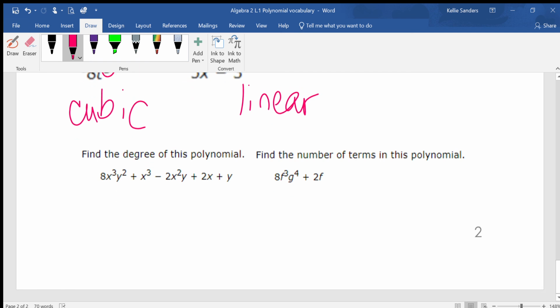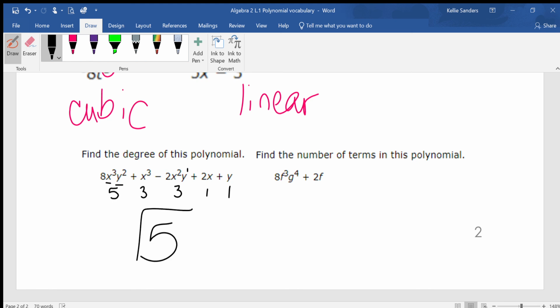Find the degree of this polynomial. So this x has 3, this y has 2, so altogether there are 5 exponents. There are 3 exponents, because this one has a 1. There's 1 exponent and 1 exponent. So our biggest number is 5, so the degree is 5. The degree of this term is 7. The degree of this term is 1, so the degree of the polynomial is 7 because 7 is the bigger number.